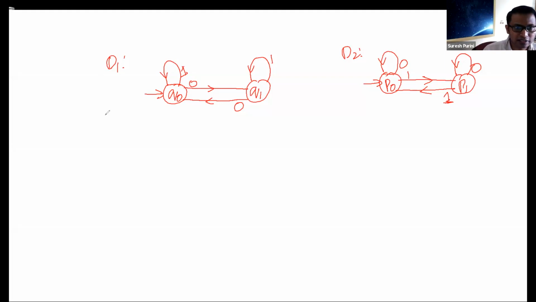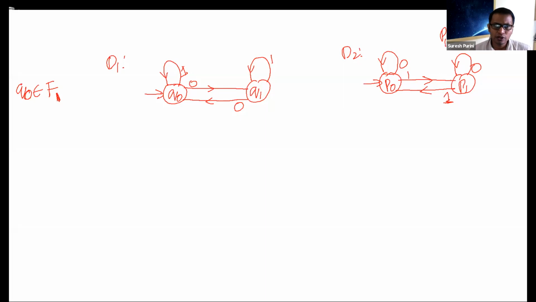So for example, let's say Q0 is accepting, so Q0 belongs to F1, the set of accepting states for the DFA D1. Then the language recognized by the DFA D1 is the set of all binary strings which contain an even number of zeros. Similarly, if P1 belongs to the set of final states associated with the DFA D2, then the language recognized by D2 is the set of all binary strings which contain an odd number of ones.